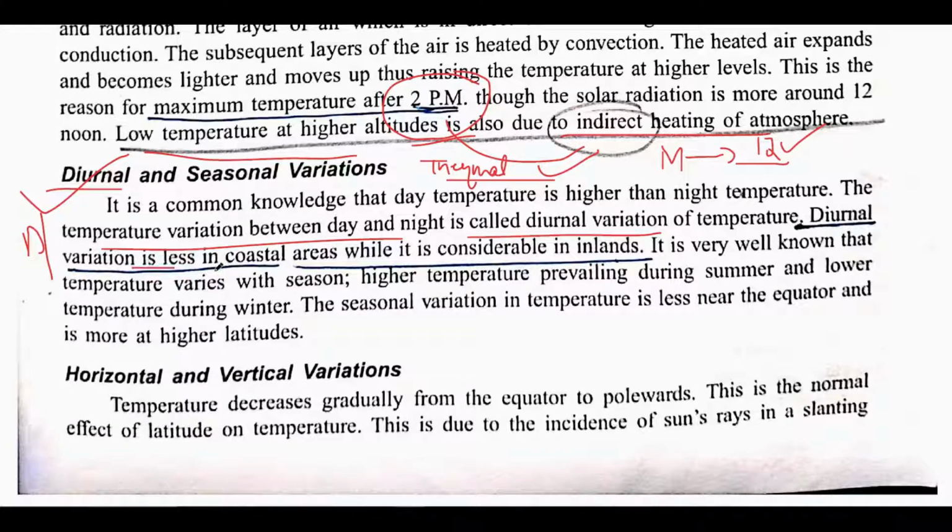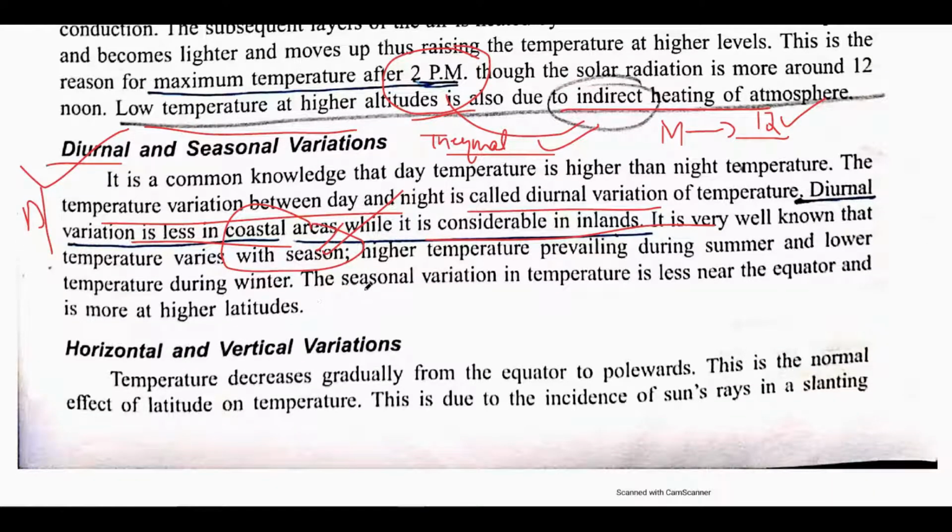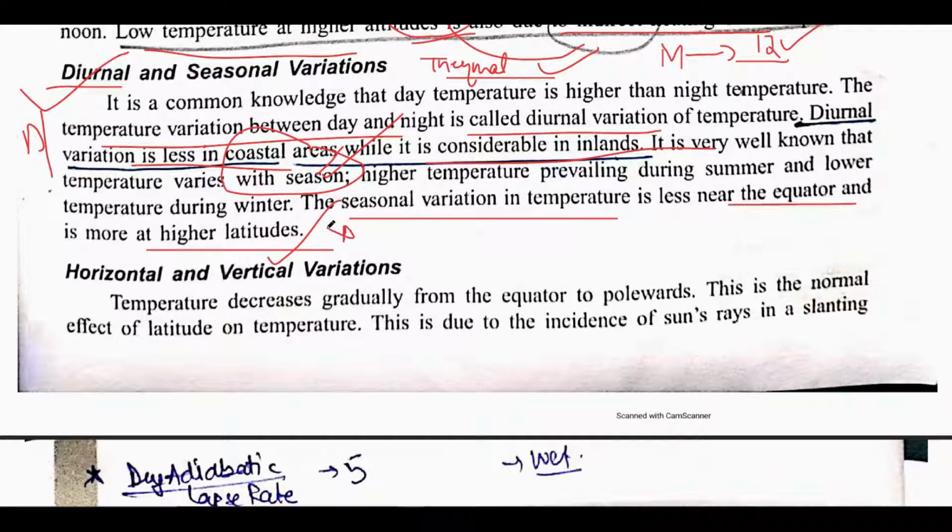The diurnal variation is less in coastal areas while it is considerably high in inlands. This is very important: diurnal variation is very less in coastal areas while it is very high at the equator. The reverse is also true, that the seasonal variation is very less at the equator and it is higher at high altitude. This is very important, do remember this.